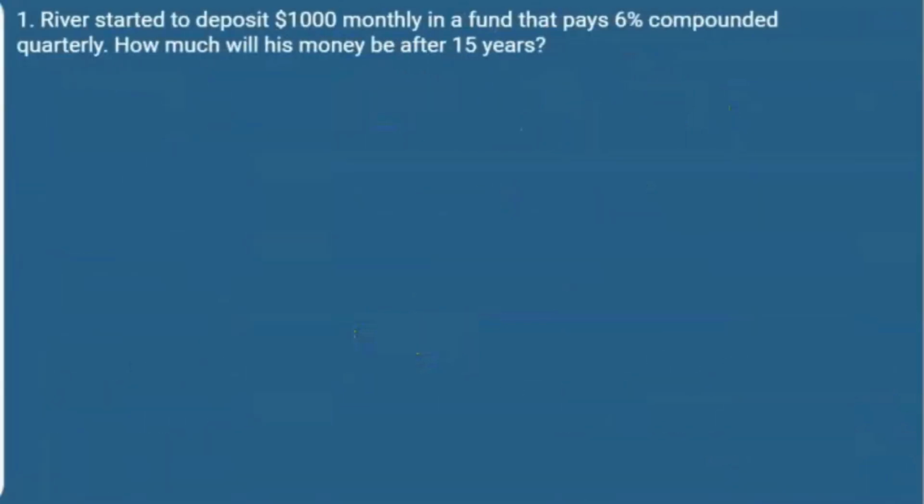River started to deposit $1,000 monthly in a fund that pays 6% compounded quarterly. How much will his money be after 15 years? So we're asked to find the future value. And this is general annuity because the regular payment R of $1,000 is paid monthly, but the interest rate is compounded quarterly. So it's different. That's why this is general annuity.